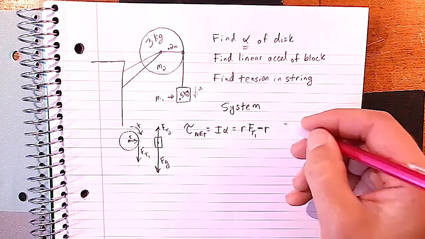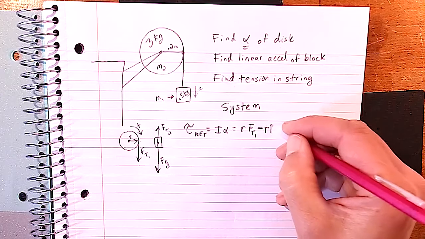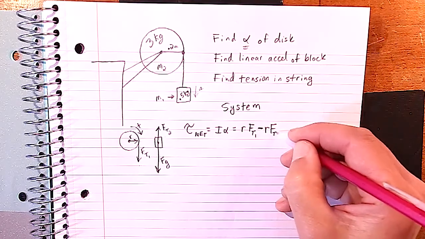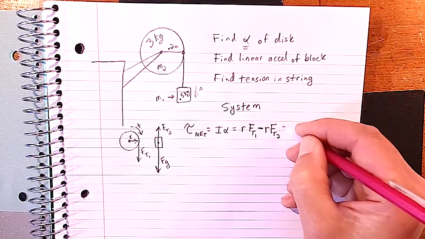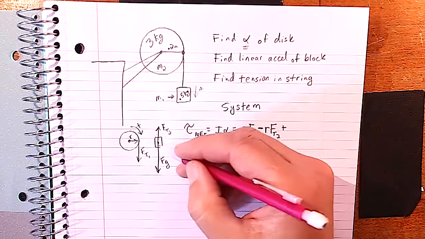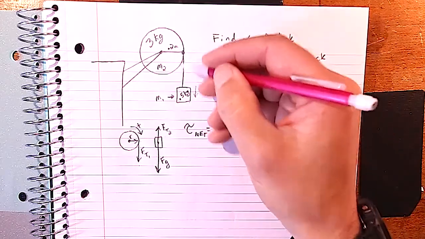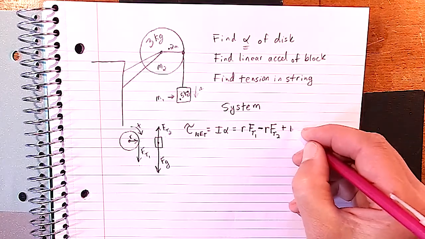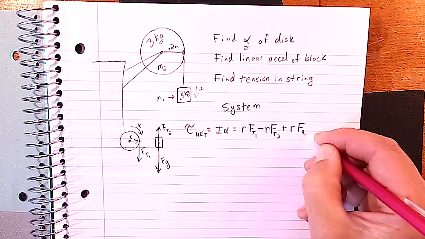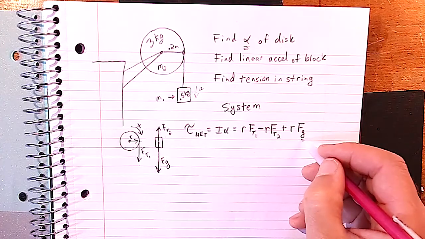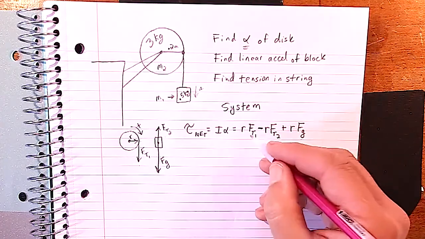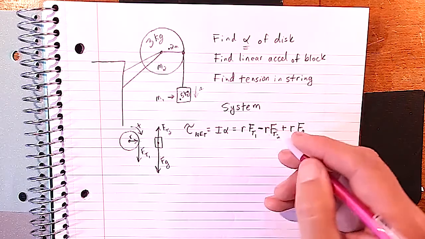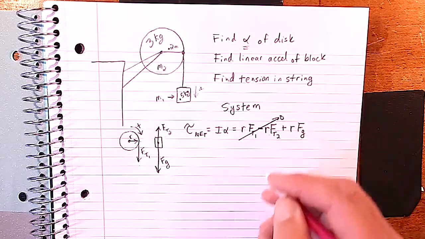If we wanted to do this properly, we would do the right-hand rule. But we know they're opposite directions, so that's F_T2. Plus, then we have F_G acting down at radius 2 meters. So that's going to be plus R F_G, and that's F_G of the hanging block. These are equal and opposite forces at the same radii, so those cancel out.